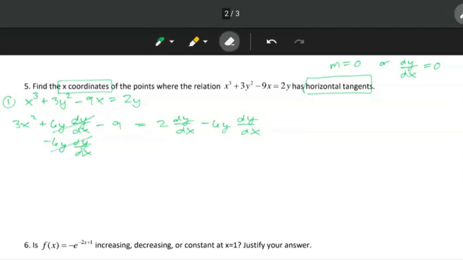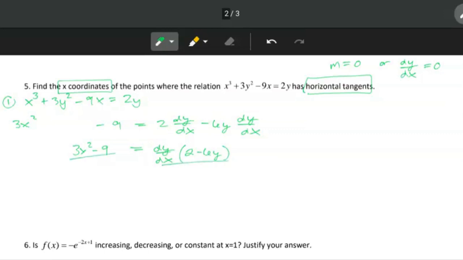So those cancel, or in other words, just go away altogether. All right, so we are left with 3x squared minus 9 on the left side. On the right side, we could factor a dy dx out. So we're left with 2 minus 6y. And then to get dy dx by itself, we can divide both sides by 2 minus 6y. The 2 minus 6y's cancel, and we're left with our dy dx.